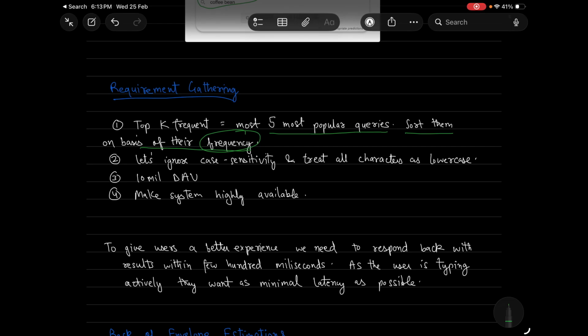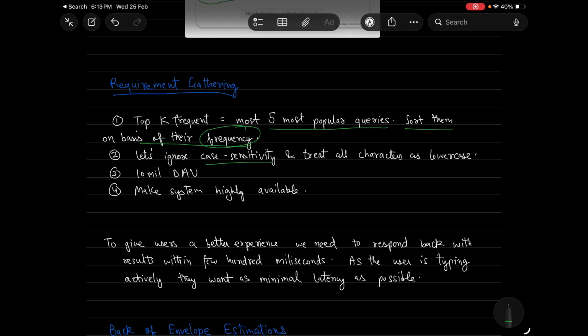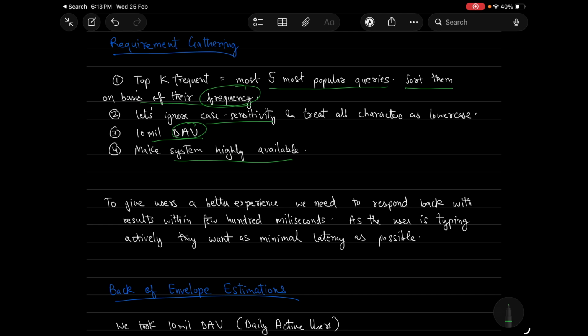Let's ignore case sensitivity to keep things simple, and we will treat all characters as lowercase. We need to scale our system to somewhat support 10 million daily active users, and we need to make our system highly available. To give users a better experience, we need to respond back with results within a few hundred milliseconds, somewhat like 100, 200, 300 milliseconds or so. As the user is typing actively, they want as minimal latency as possible.